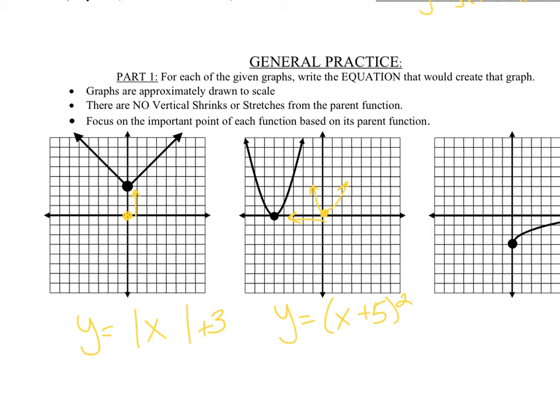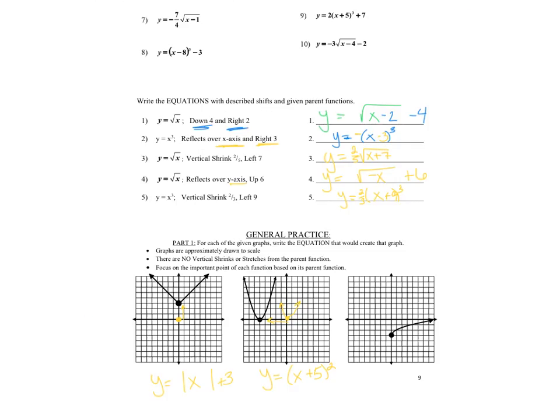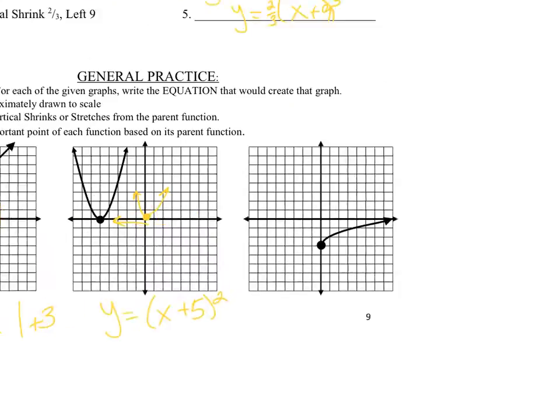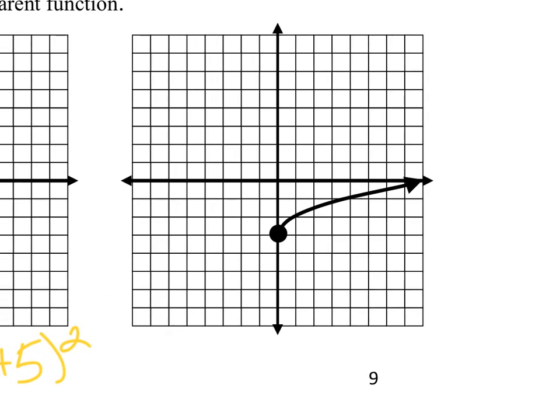The next one is a square root. And the reason why we know it's a square root is because it looks like that parent function. The parent function of a square root, if you remember, starts off here. So this guy here moved down. So I'm going to write my square root of x, and I'm going down 1, 2, 3. So I'm going to subtract 3 on the outside of my radical.